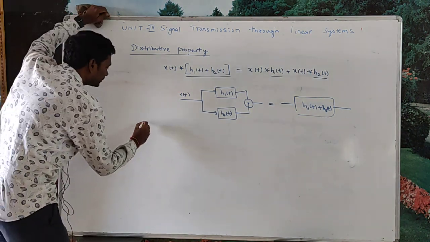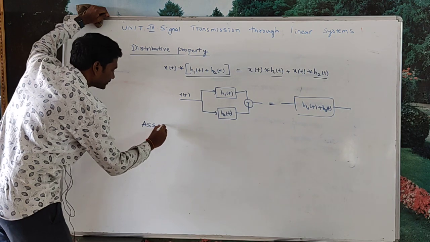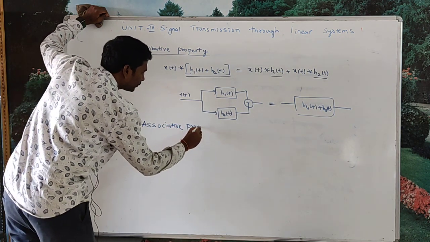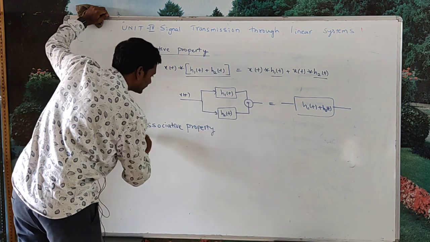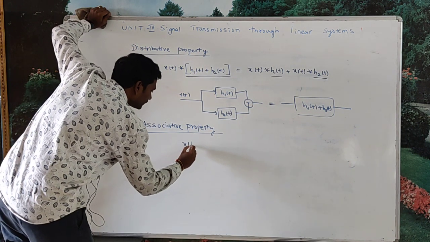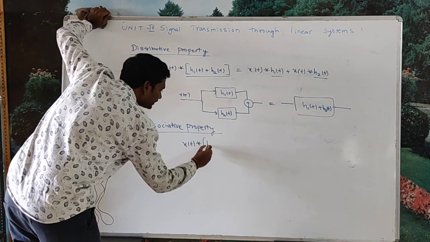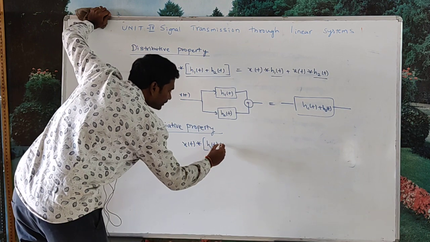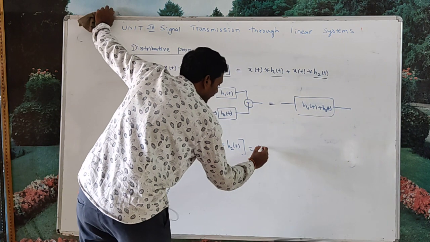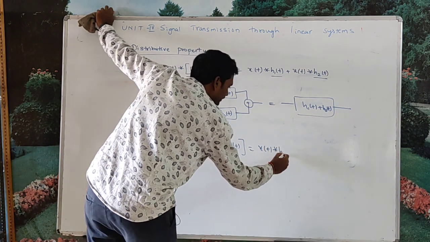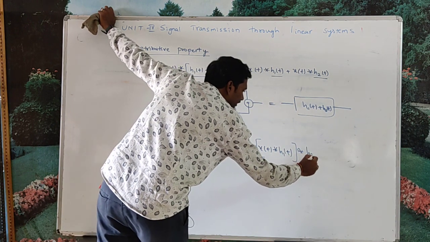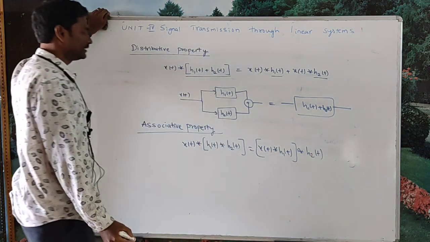And another property is also a property of system interconnections, that is the associative property. What this associative property says here is, okay, let us see the property first. x of t convolved with h1 of t convolved with h2 of t is equal to x of t convolved with h1 of t, and that is convolved with h2 of t. That is the associative property.